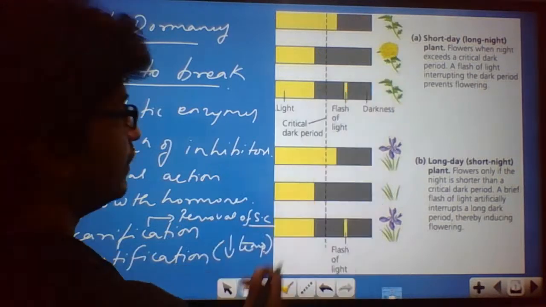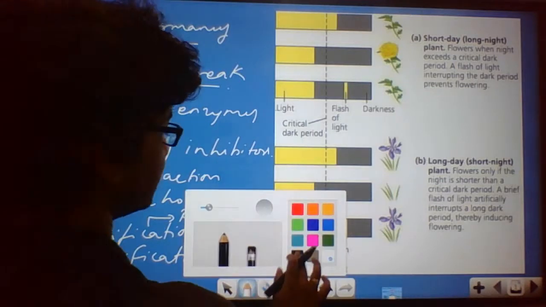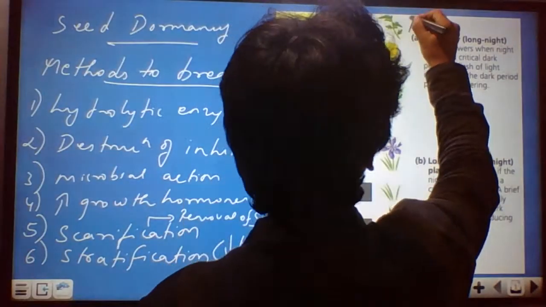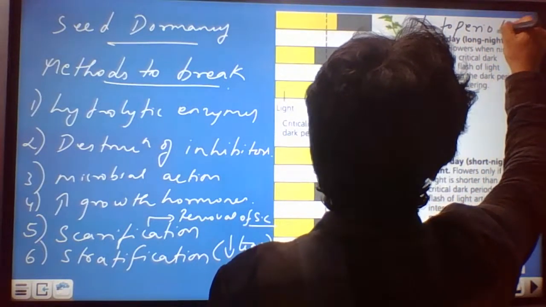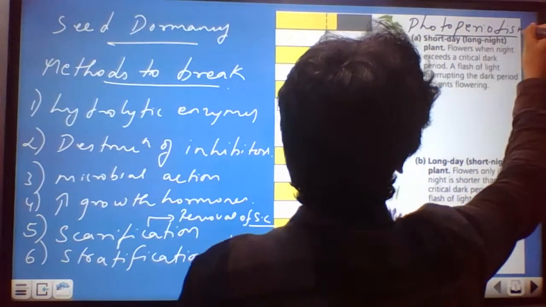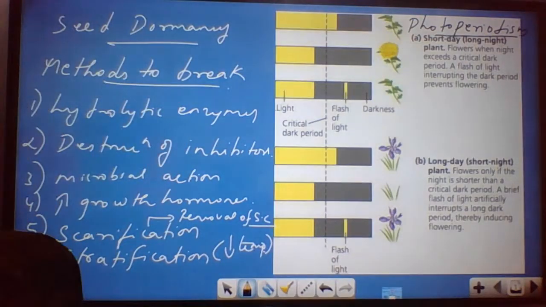Next, we move on to the next part, that is photoperiodism. So we're done with seed dormancy. Next, we'll start with photoperiodism. Coming to photoperiodism, what is the factor for photoperiodism?